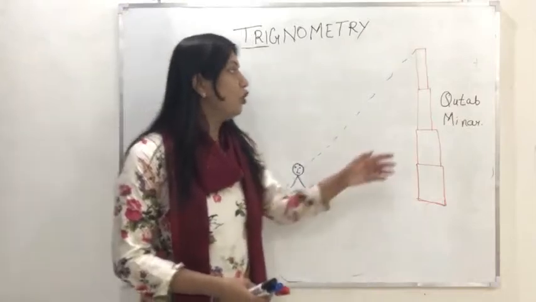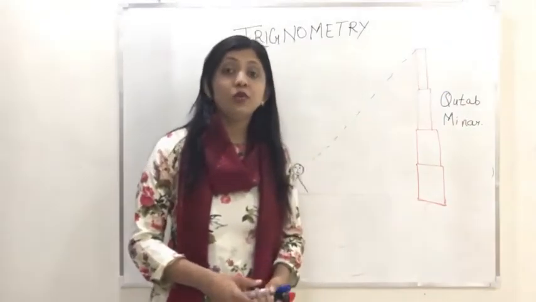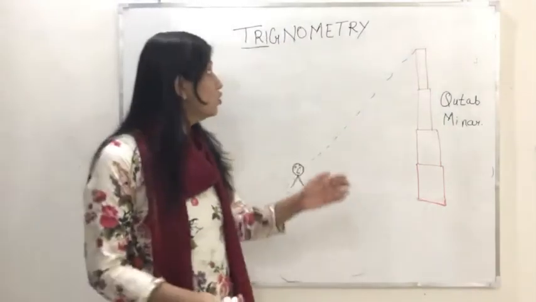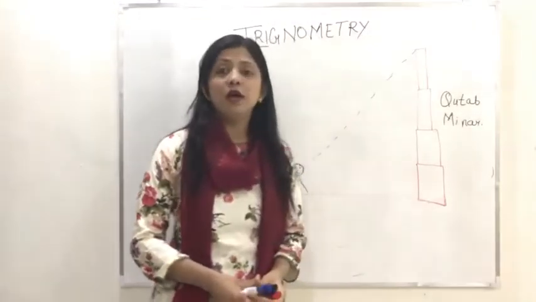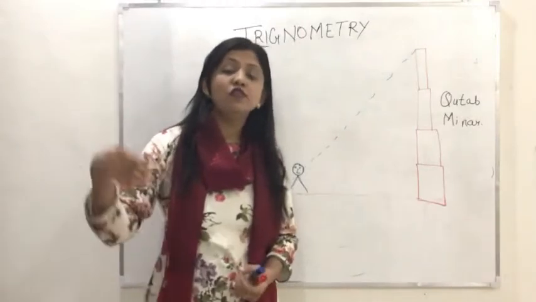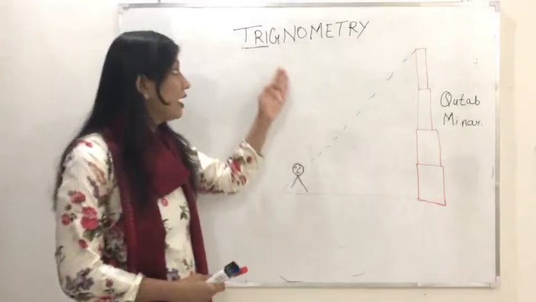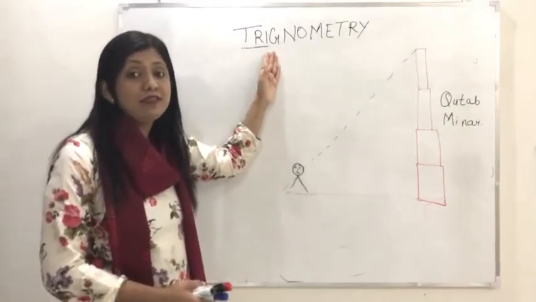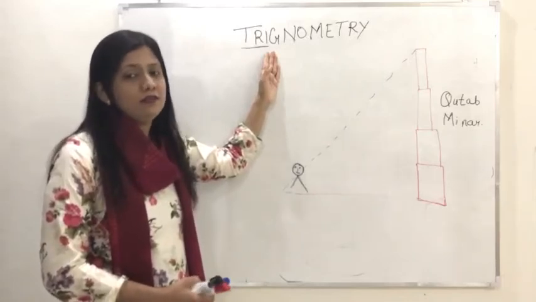If I want to measure the height of this Qutub Minar, I can measure it without actually measuring it with the help of a tape. I can use the trigonometry concept to measure the height of this Qutub Minar. If I want to measure the distance of a star or any planet from Earth, I can measure it with the help of trigonometry. So trigonometry has many applications in astronomy, in engineering and many other fields.